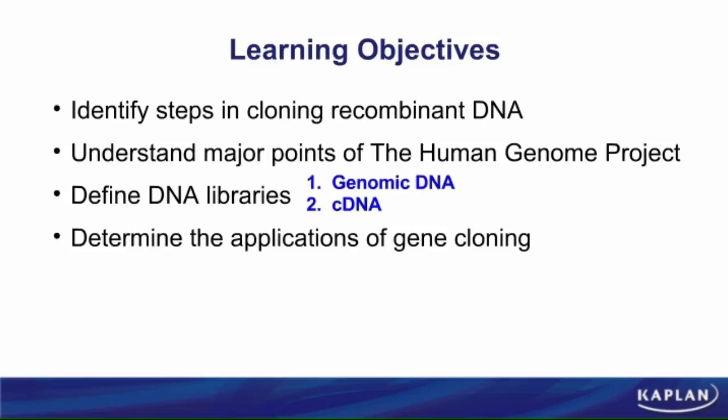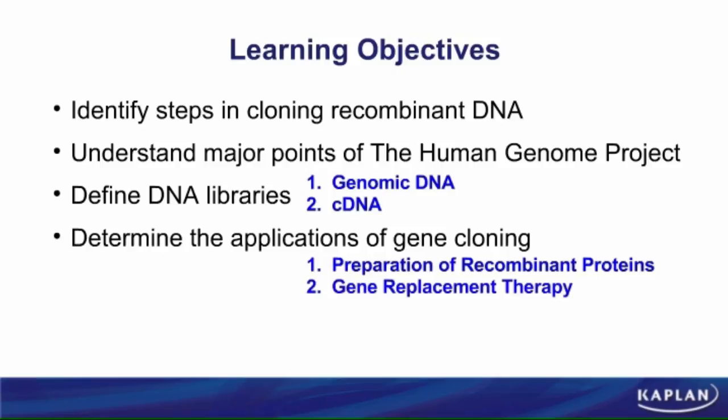And lastly, another major learning objective is determine the application of gene cloning. Once we get a gene in large amounts, what can we do with it? We'll talk about how the gene can be used to prepare recombinant proteins that you as a physician will prescribe in treating diseases. We'll also talk about a human gene that has been cloned to conduct gene replacement therapy. So these are the learning objectives of Chapter 6.